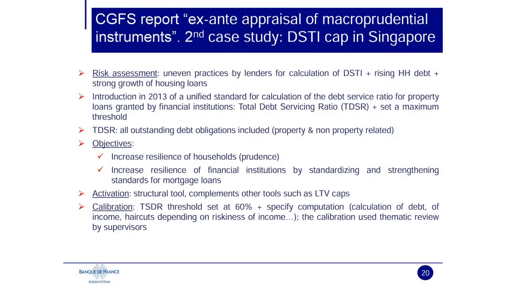So as regards the activation, as in the previous case, it was a structural tool, so it was not really a case of timing. It was not such a big issue. And so it was introduced to complement other existing tools such as LTV caps, and also there was a limit on the maturity. And for the calibration of this TDSR, a threshold was set at 60%. Plus, they specified quite in detail the way they wanted this TDSR to be calculated. So how do we calculate the debt, how do we calculate the income, etc.